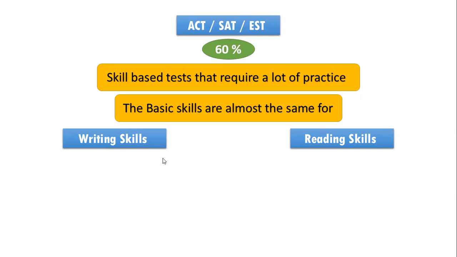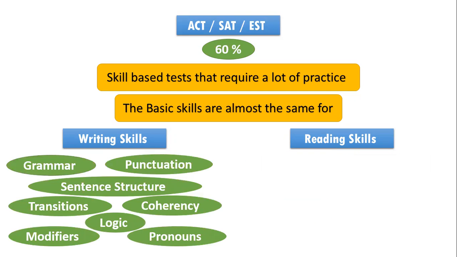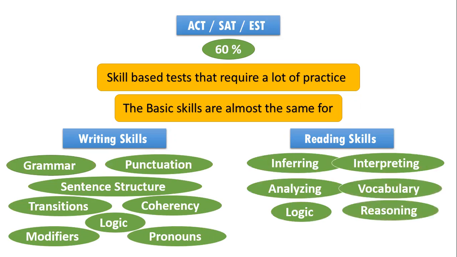All right. Okay, we have writing skills and reading skills for the ACT or SAT or EST. Writing skills like the following, which are grammar, punctuation, sentence structure, transitions, coherency, logic, modifiers, pronouns, and other skills. And for the reading skills, we have inferring, interpreting, analyzing, vocabulary, logic, reasoning, and other skills as well. For today, I'd like to start you with the subject-verb agreement skill. It's a skill that looks very easy, and it is easy, but sometimes it comes in the exam in very tricky questions. What is subject-verb agreement?